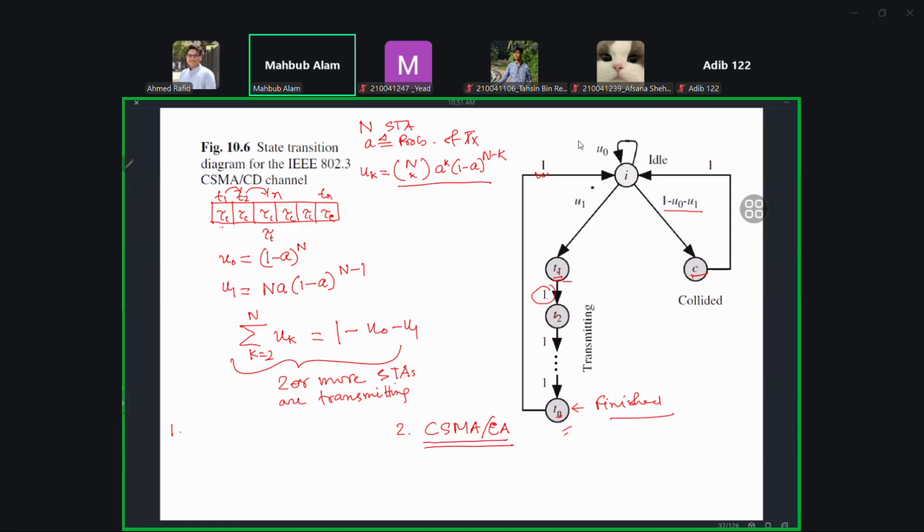Okay, let me make it further clear. In case of CSMA/CA, we cannot detect collision. If a station starts the transmission, then it continues. And I guess I explained in the last class what happens.